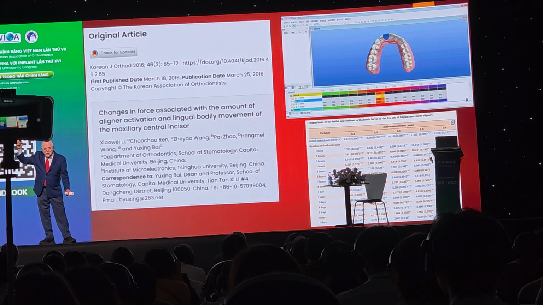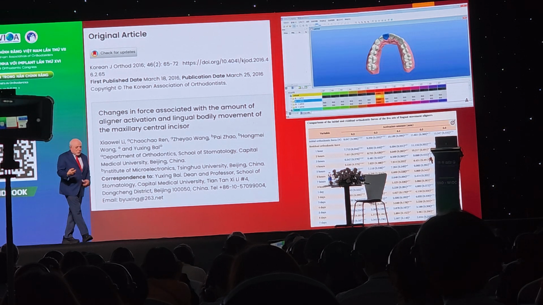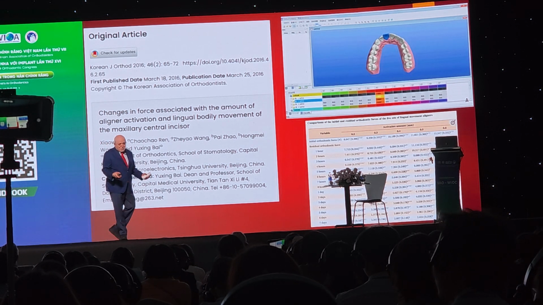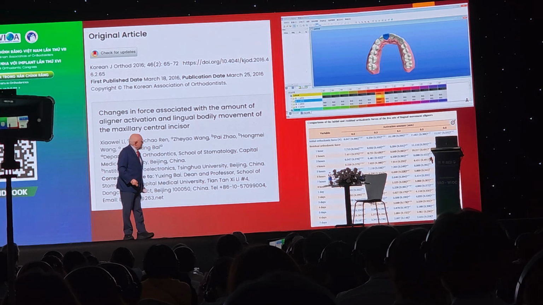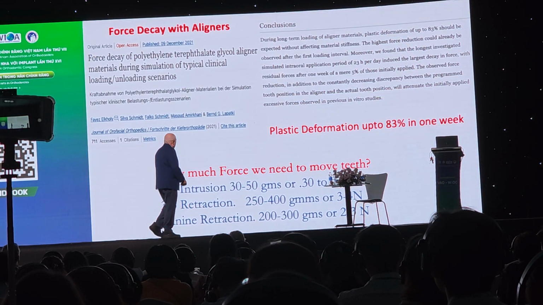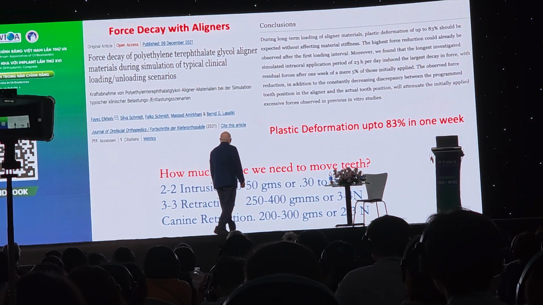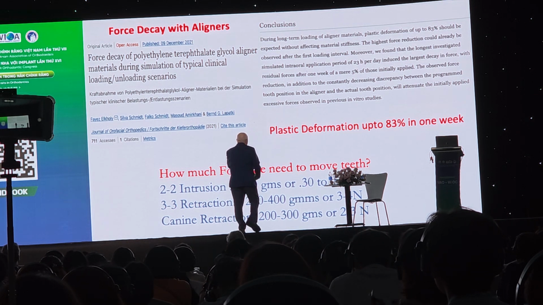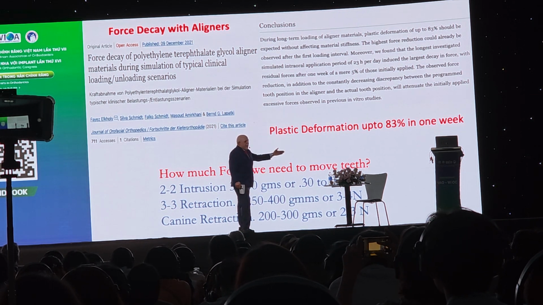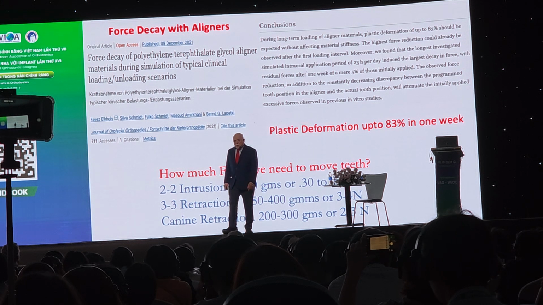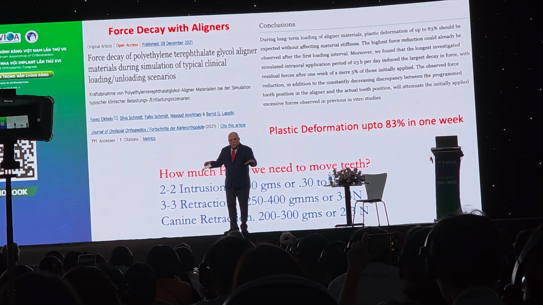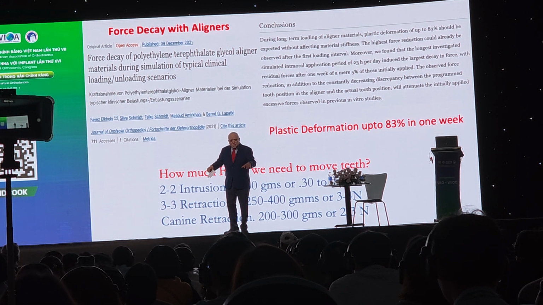with 800 or 900 grams. So the amount of force you are using is a lot of force. We don't need that kind of force in orthodontics. So what we say, plastic deformation of 83% in 1 week. These are the studies in the literature.